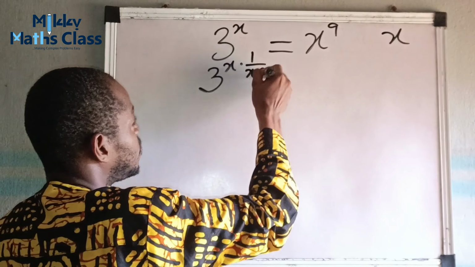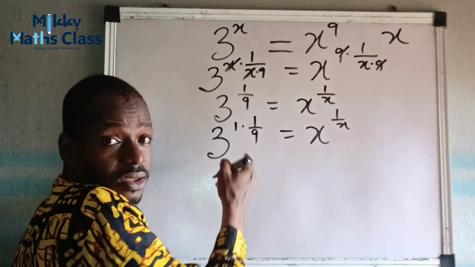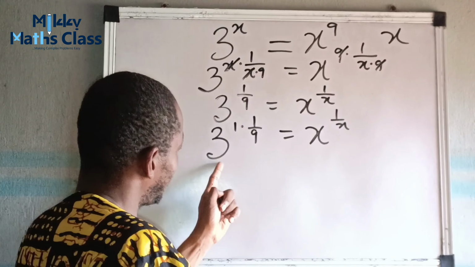of 1 over x. Now the next thing to do from here, split this down. This can be the same as 3 raised to the power of 1 times 1 over 9. 1 times anything is that number. So it's equal to x raised to the power of 1 over x. Now switch this one to look like this 3 here.